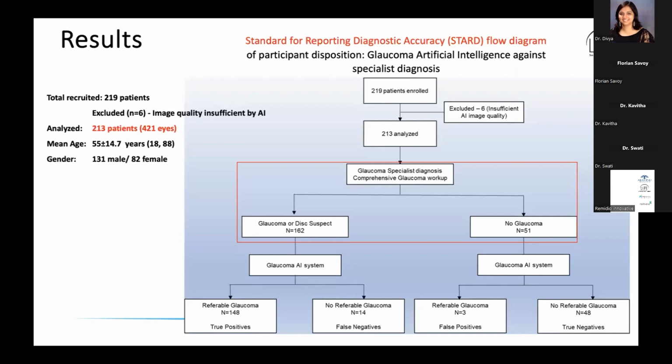We included 213 patients, or 421 eyes to be precise. And looking at the number of patients, this also included normals. So there was no glaucoma in 51 patients and a glaucoma or a glaucoma suspect in 162. And if you look at the classification here with the STARD flow diagram, you can see that the glaucoma AI system was able to pick up 148 of the referable glaucomas and not able to pick up 14 of those that had glaucoma, but it missed. And among the no glaucomas, it clearly said there was no glaucoma in significant numbers. And there were three patients for whom although the patient did not have glaucoma, the machine suggested that it could be either a suspect or a glaucoma and was advised to be referred.